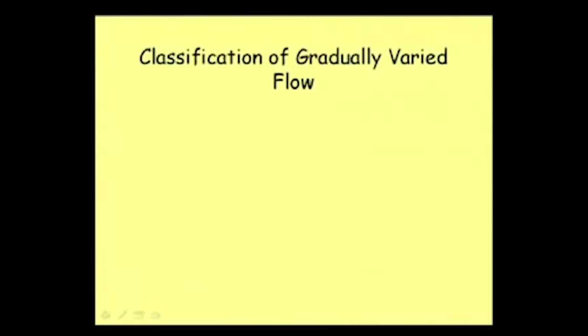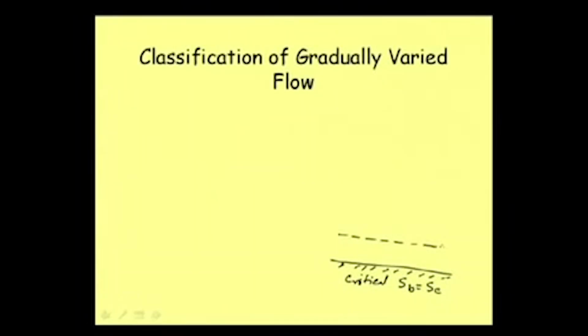Well, suppose the slope is critical slope. By critical slope, what we mean is that S_B, the bed slope, is equal to the critical slope. And as per definition, we know that by critical slope we mean that uniform flow occurs at critical depth, that means uniform flow depth and critical depth are equal. So here this is, say, CDL, critical depth line, as well as NDL, normal depth line.